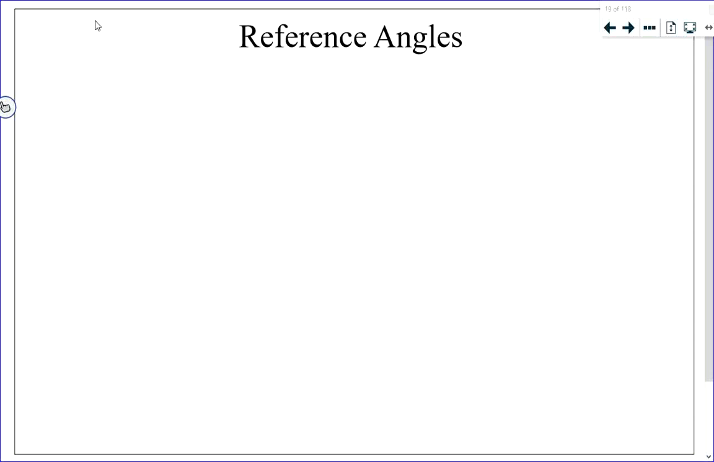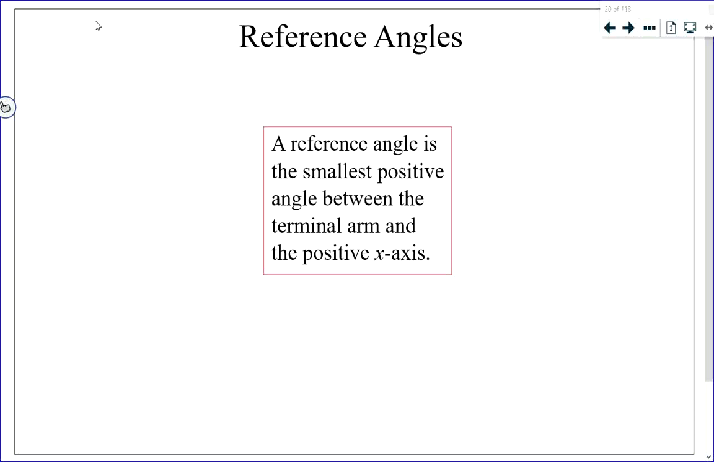Reference angles, also an idea from Math 20-1. However, it's an important idea that we continue to apply in 30-1. A reference angle is the smallest positive angle between a terminal arm and the x-axis. And I want to make something clear here. It has no direction. A reference angle is just an angle.